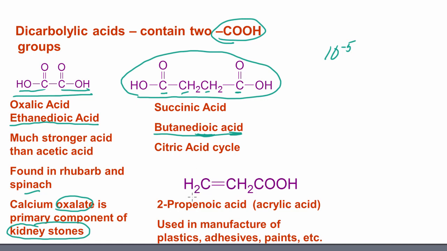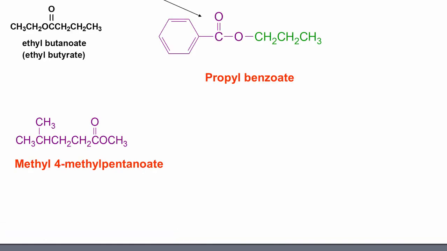And then we have another one. This is acrylic acid. We saw it in that table. And this is called 2-propenoic acid, the EN, because of the carbon-carbon double bond. And this is used in the manufacture of paints and adhesives and, of course, plastics.